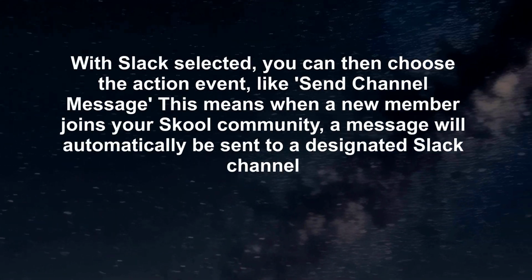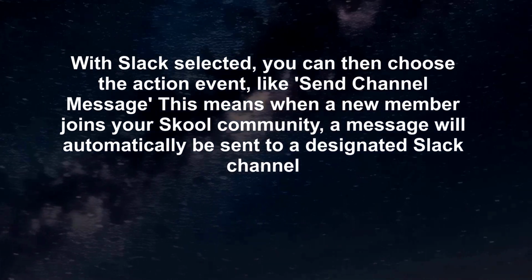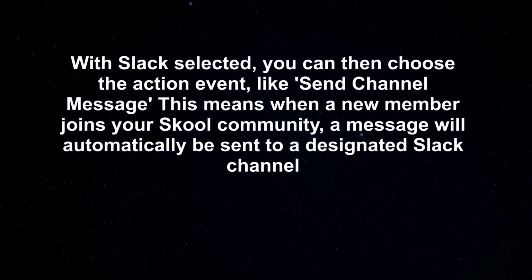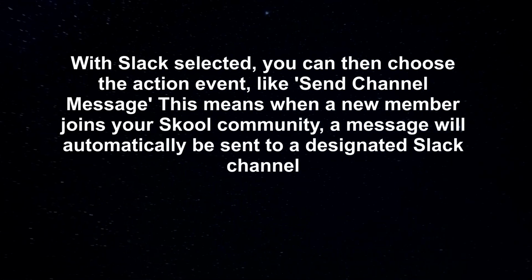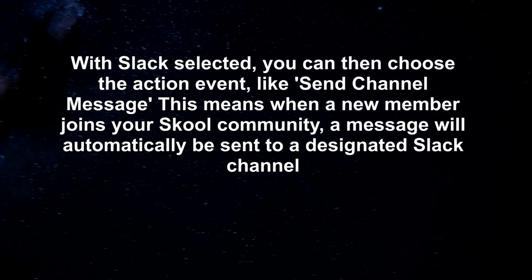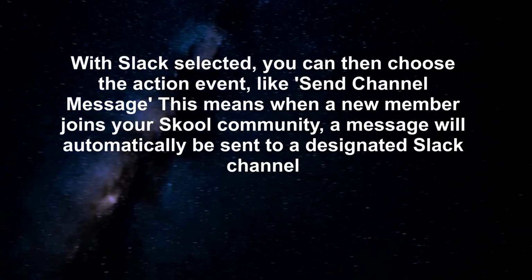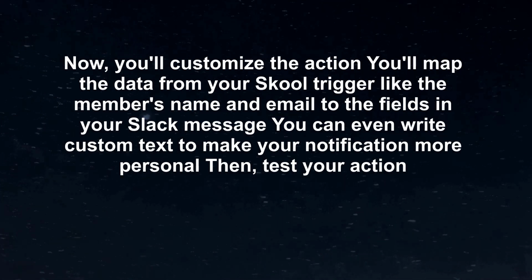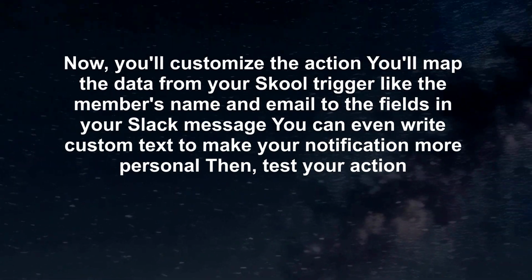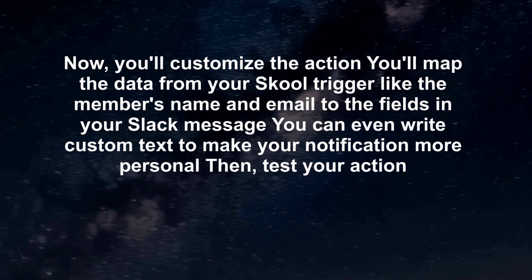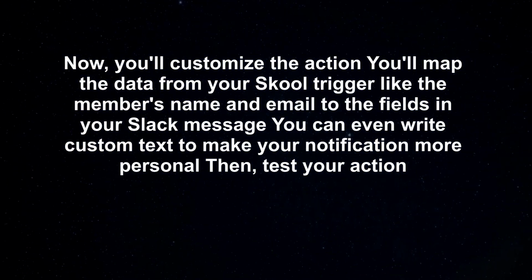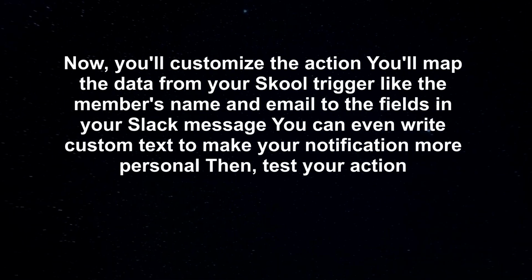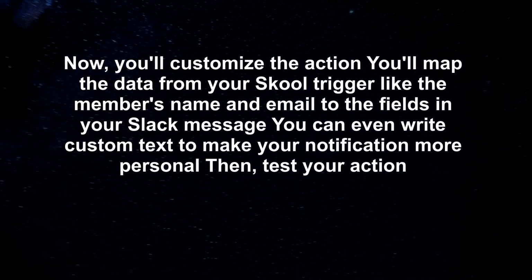With Slack selected, you can then choose the action event, like Send Channel Message. This means when a new member joins your school community, a message will automatically be sent to a designated Slack channel. Now, you'll customize the action. You'll map the data from your school trigger, like the member's name and email, to the fields in your Slack message. You can even write custom text to make your notification more personal.